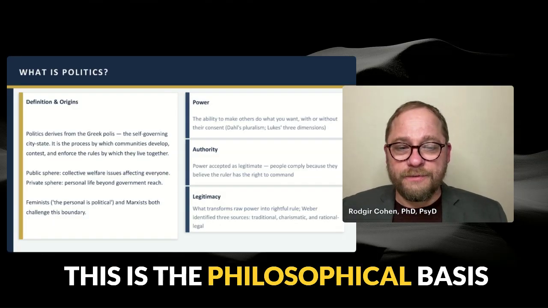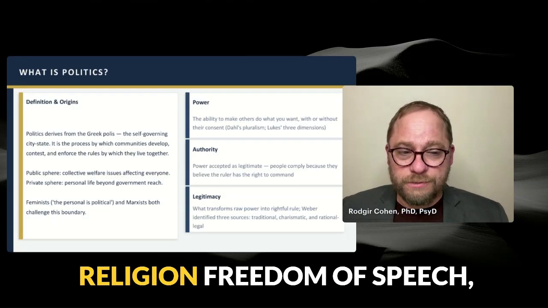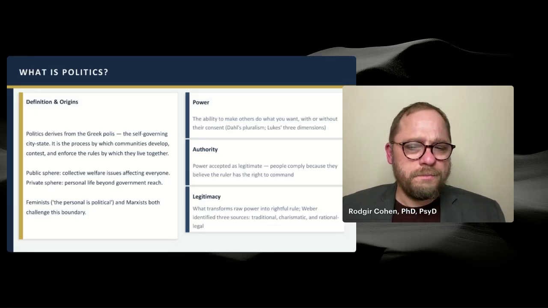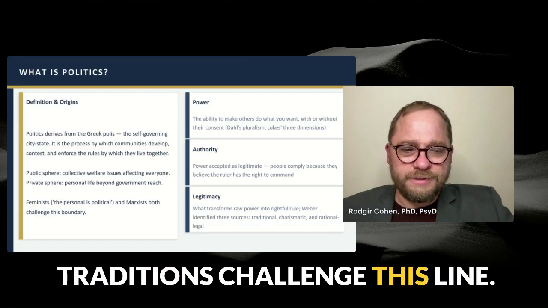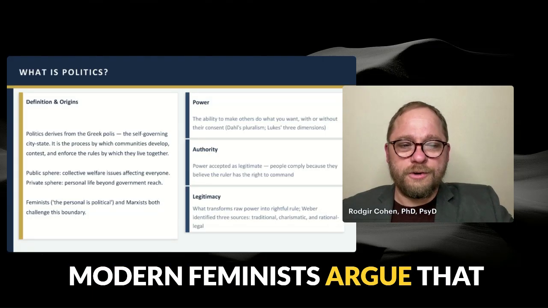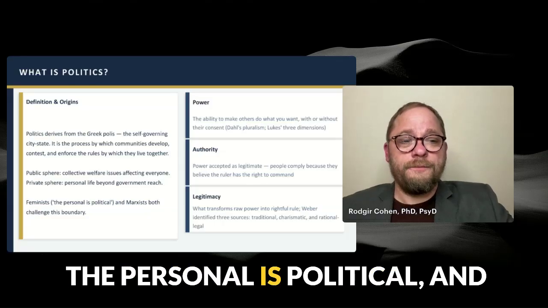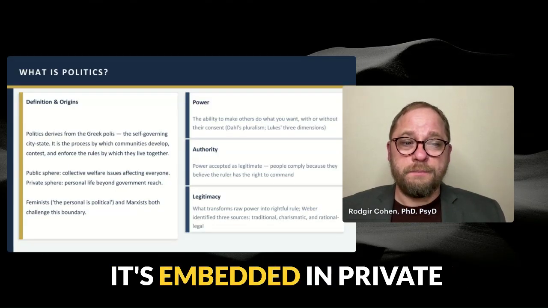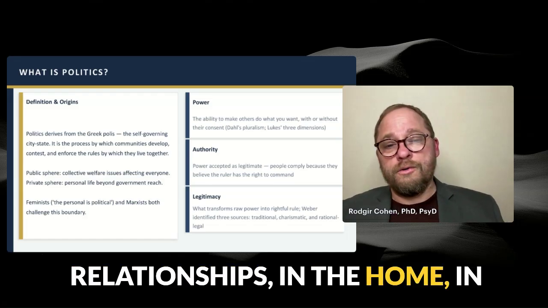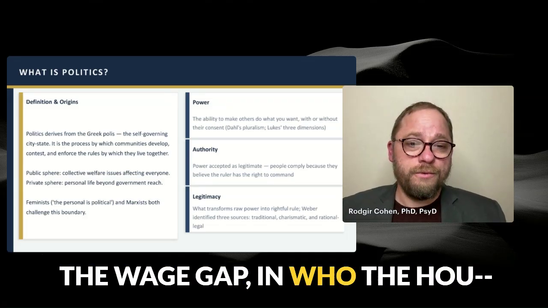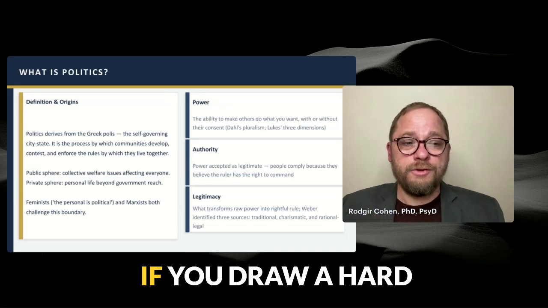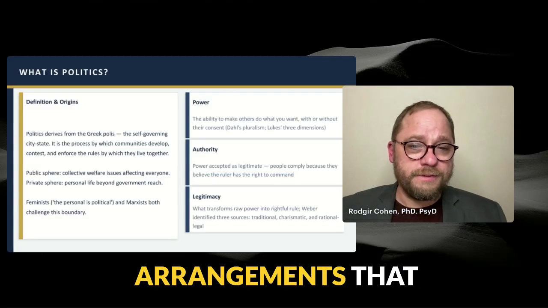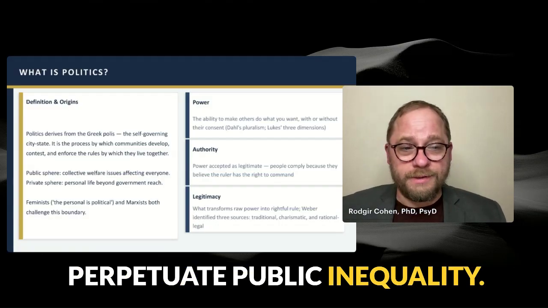This is the philosophical basis for things like freedom of religion, freedom of speech, the right to be left alone. But two very important traditions challenge this line. Modern feminists argue that the personal is political, and gender inequality doesn't just happen in public institutions. It's embedded in private relationships, in the home, and the wage gap, and who does the housework. If you draw a hard public-private line, you end up protecting private arrangements that perpetuate public inequality.